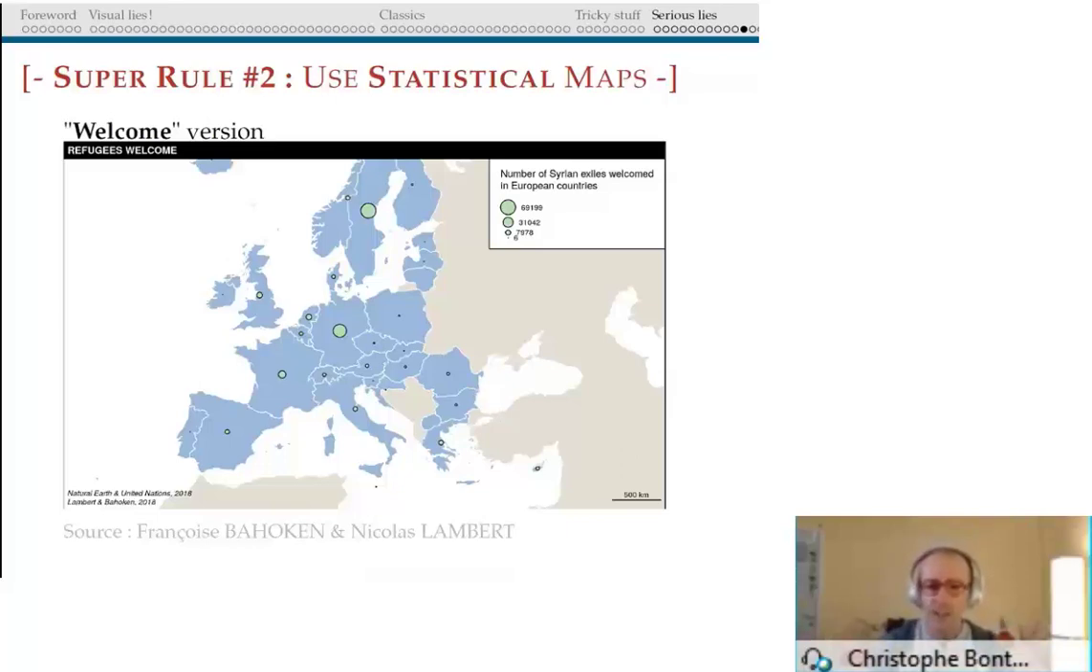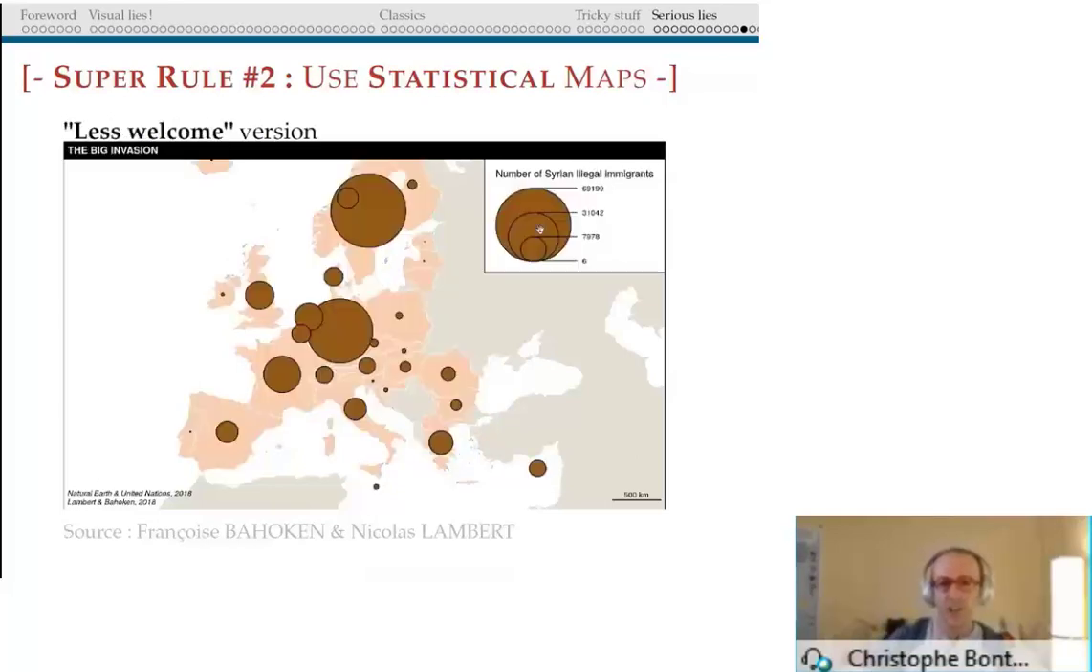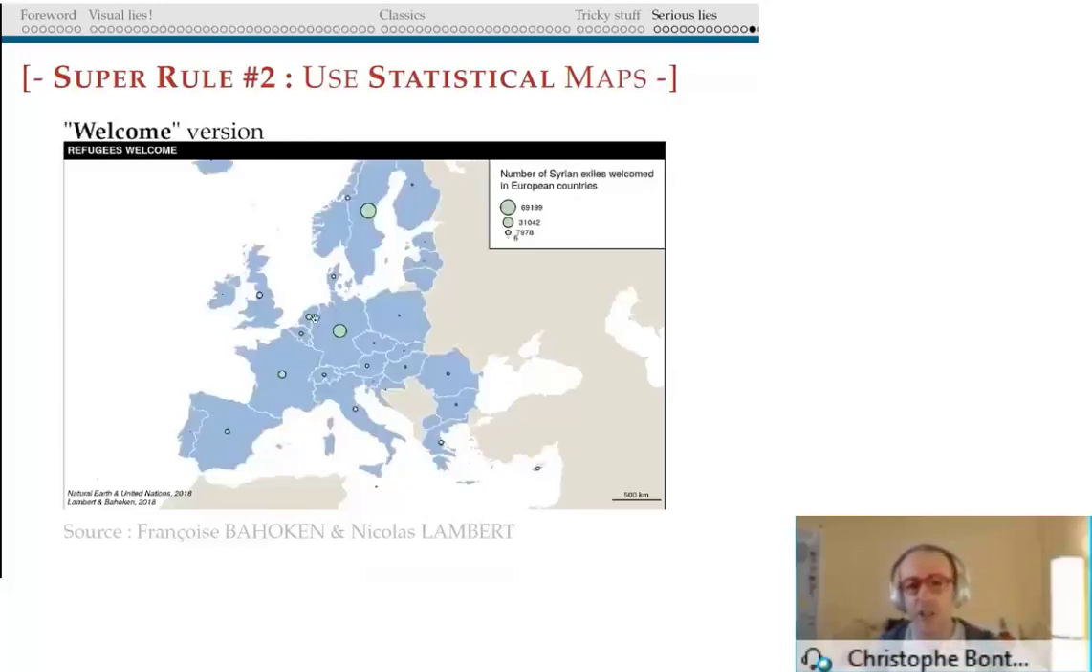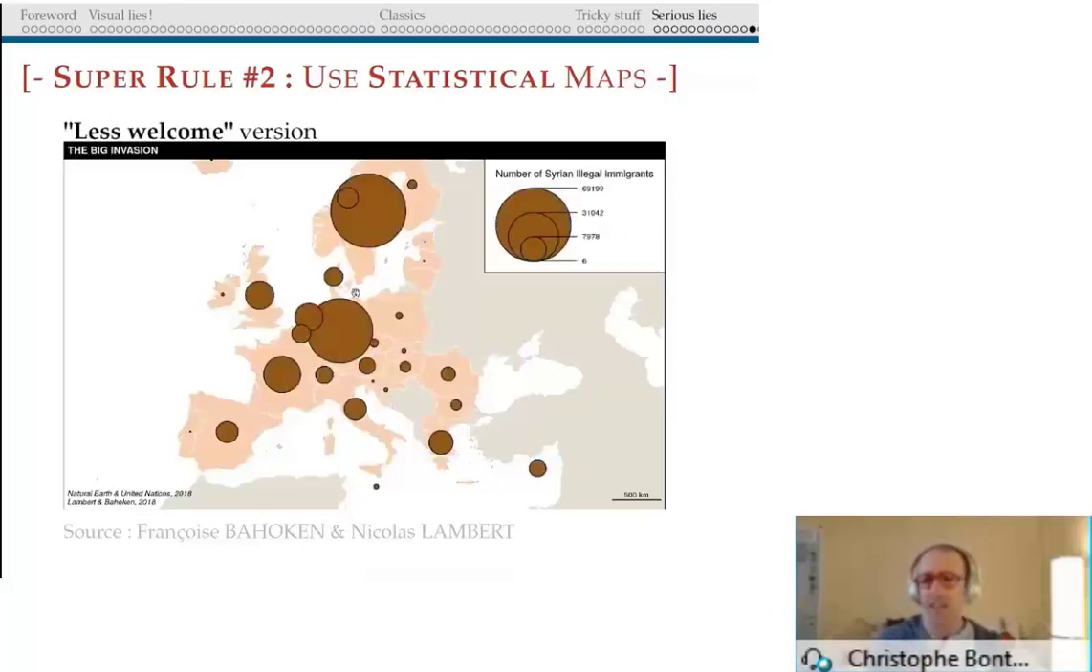We can represent this information with circles, but what is the size for 100 or 1,000 migrants? Should it be very small, very large? Maybe I can enlarge the number. And also I can change the color and change the title. Here it's written refugee welcome. Here it's written the big invasion, and you change the color to have something that is a little bit less appealing. And you change these numbers.